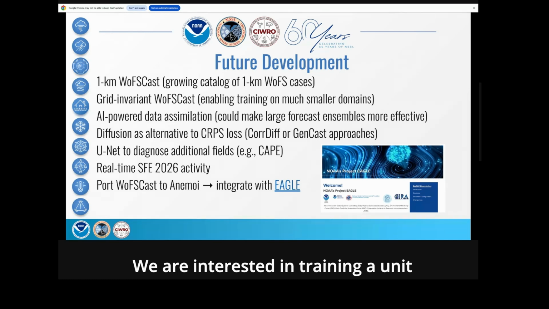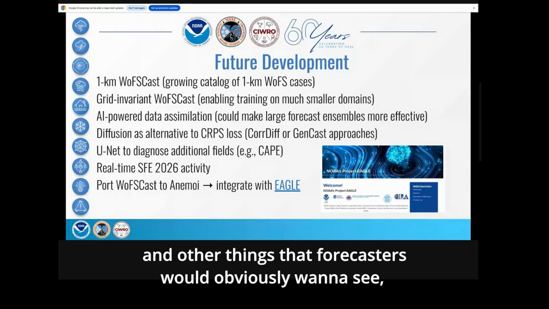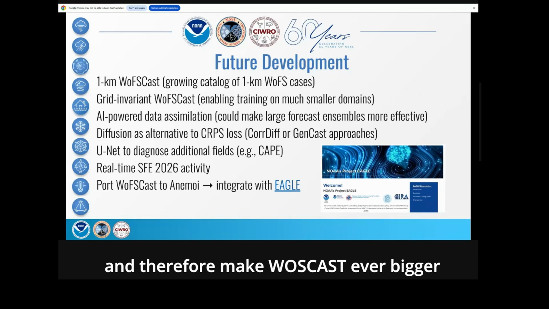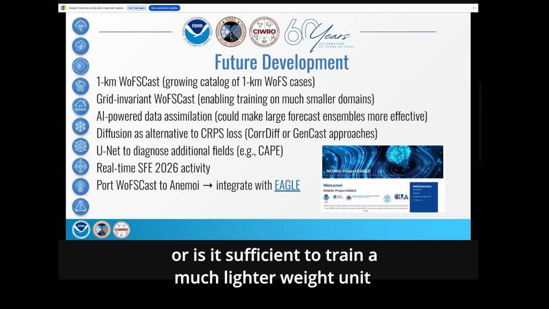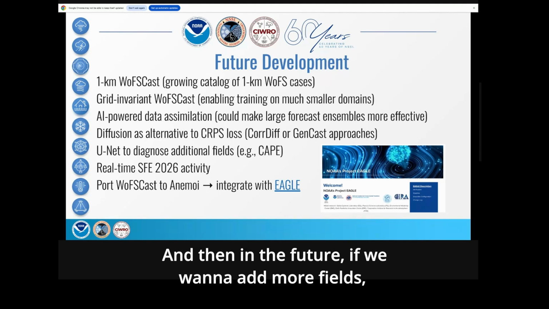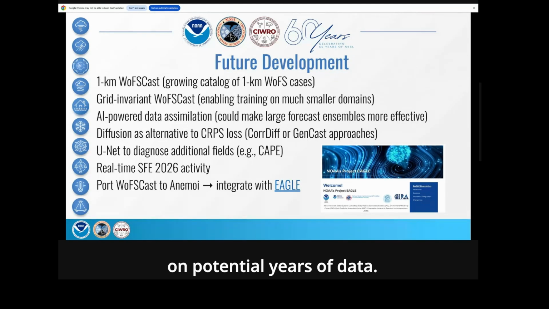We are interested in training a unit to diagnose additional fields from the existing WoFSCast fields. So just to see whether, if we want to add more fields to WoFSCast like CAPE and SEN, other things that forecasters would obviously want to see, do we have to add all of those to WoFSCast and therefore make WoFSCast ever bigger, or is it sufficient to train a much lighter weight unit to back those fields out? And then, in the future, if we want to add more fields, we just train additional units rather than having to retrain WoFSCast on potential years of data.